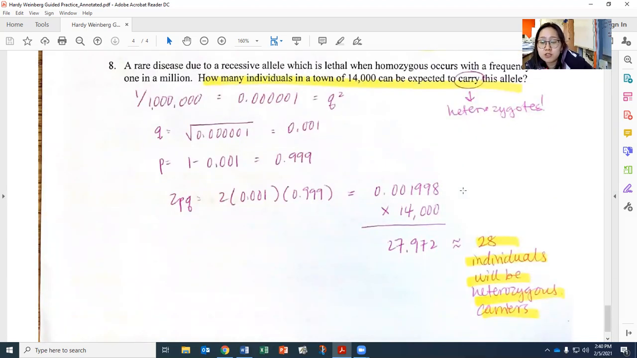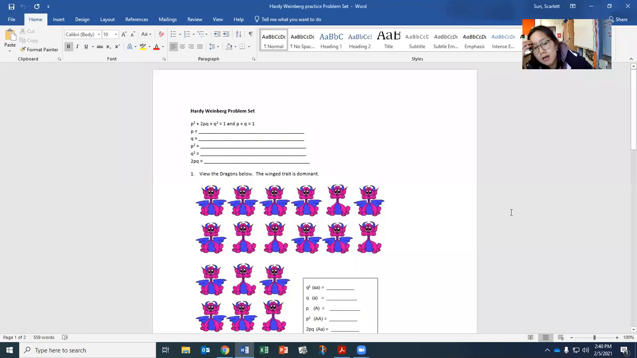So this is the practice. You're going to go ahead and start on your actual problem set, which is due next class. If you look at the problem set at the top, the first set right here is just definitions. It's asking you, what does p mean? What does q mean? What does p squared mean? What does q squared mean? What does 2pq mean? So I'll give you some samples.